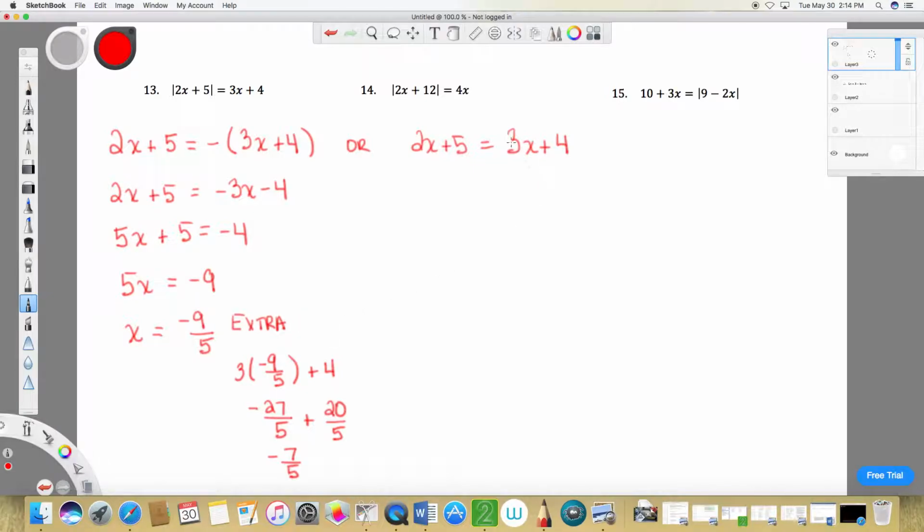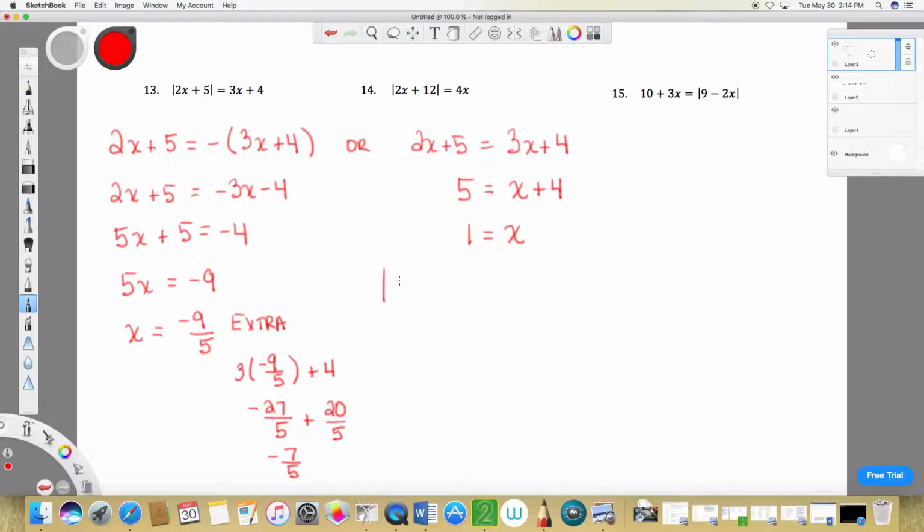Let's check this other one and see if it works. Let's subtract 2x from each side. Subtract 4 from each side. We have that x is equal to 1.